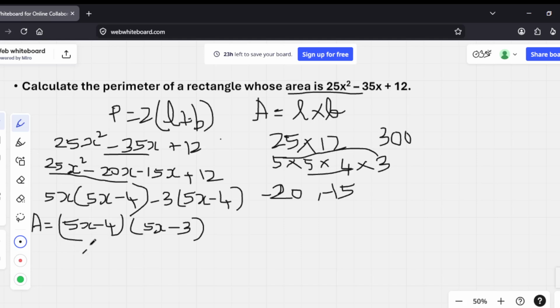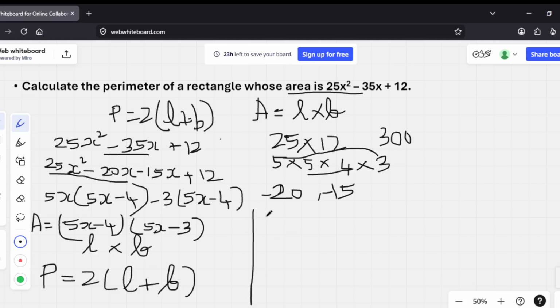But the problem doesn't stop with this. We are asked to find the perimeter. So on evaluating this, the first term 5x minus 4 will be the length and 5x minus 3 will be the breadth. Now to find the perimeter, P is equal to 2 into (L plus B). And by the previous step, we have already found out the L value and the B value. We have to simply replace it here. Perimeter will be equal to 2 times length. L is nothing but 5x minus 4 plus B. Breadth is 5x minus 3.